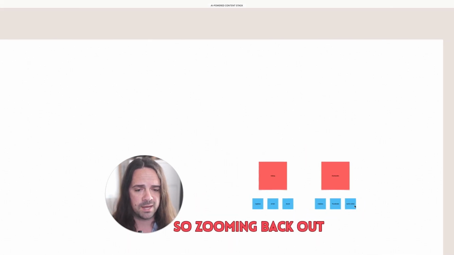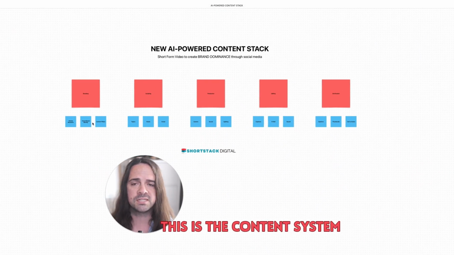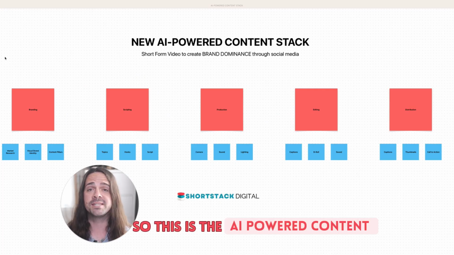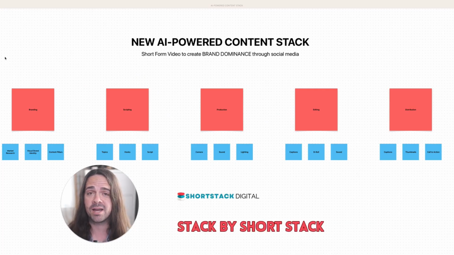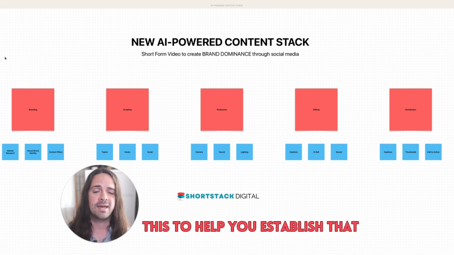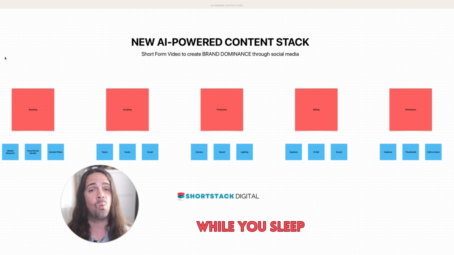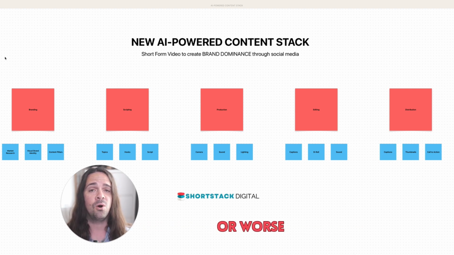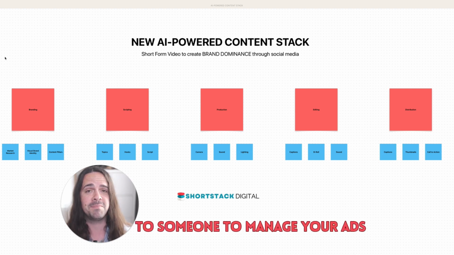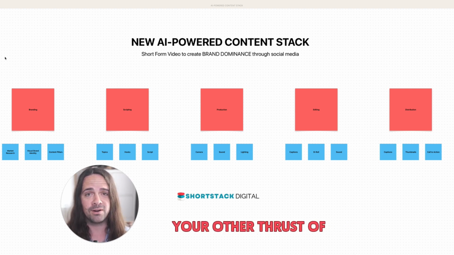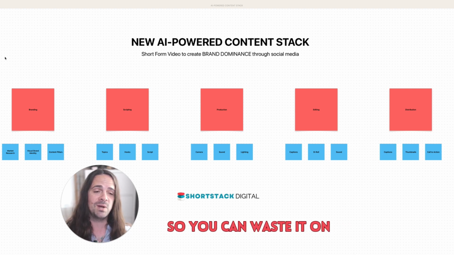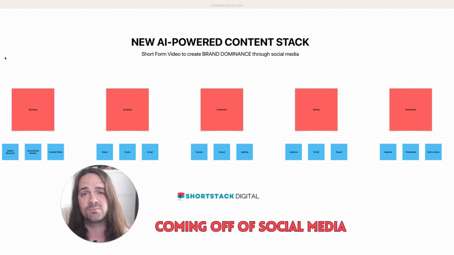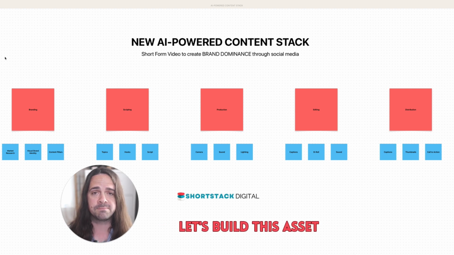So zooming back out, just to review here, this is the content system. This is the AI-powered content stack by ShortStack, and we've designed this to help you establish that brand dominance while you sleep. So if you're tired of wasting money on low-quality leads through sites like Zillow, or worse, giving all of your money to someone to manage your ads and then giving the rest of your money to Zuckerberg so you can waste it on poor quality leads coming off of social media through paid advertising, let's build this asset in your business, because it truly is an asset that will build your brand while you sleep.